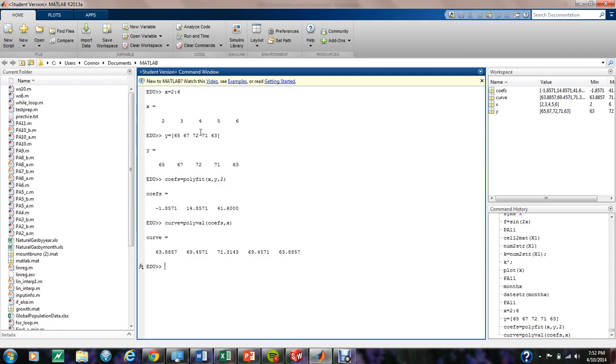And so I hope you guys learned something today. Interpolating is not that hard, especially when you have polyfit and polyval, because MATLAB does all the work for you.